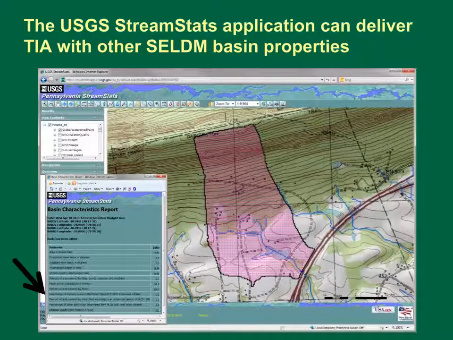This slide shows the watershed delineation for Upper Pine Run from the StreamStats application for Pennsylvania and the Basin Characteristics Report for the delineated basin. This basin is upstream of the Federal Highway Administration Highway Runoff Monitoring Site near Harrisburg, Pennsylvania. For the upstream basin, the online USGS StreamStats application can deliver total impervious area with other SELDM basin properties. StreamStats indicates that the NLCD 2001 imperviousness value for this basin is 0.9%.